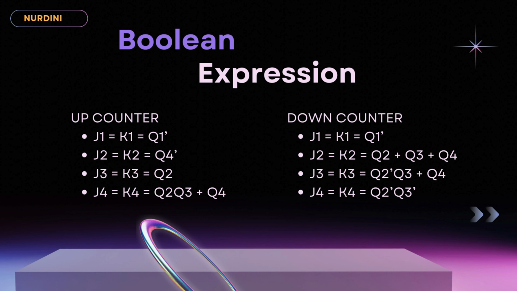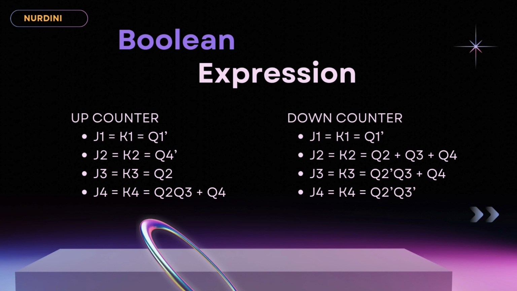For Q1, it toggles on every clock pulse. For Q2, it toggles only when Q4 is low. For Q3, it toggles only when Q2 is high. And for Q4, it toggles when both Q2 and Q3 are high, or if Q4 is already high.